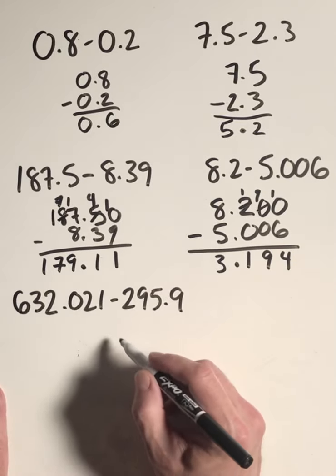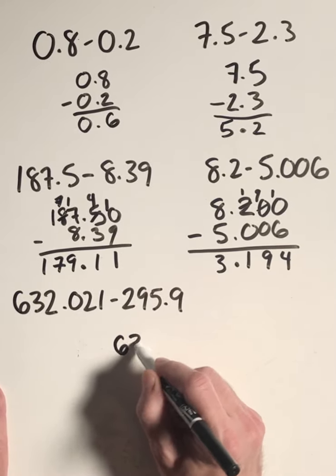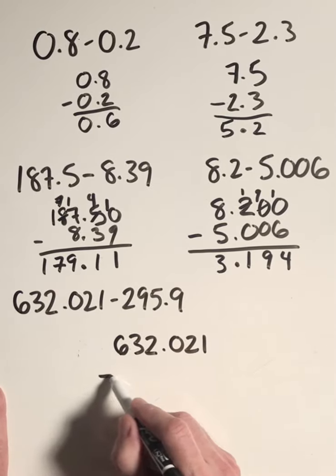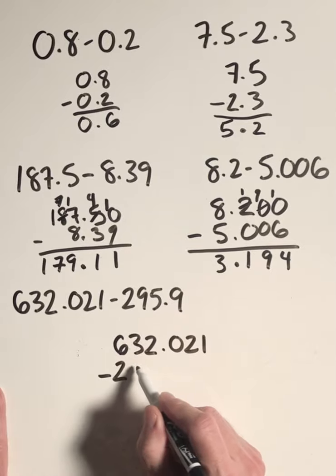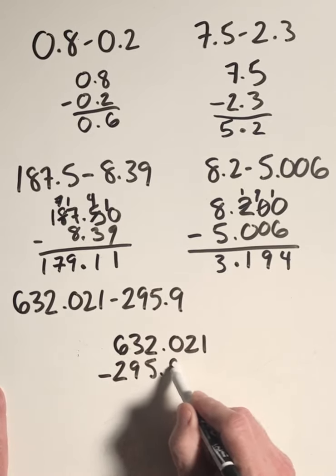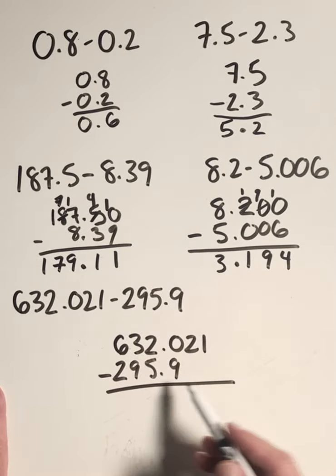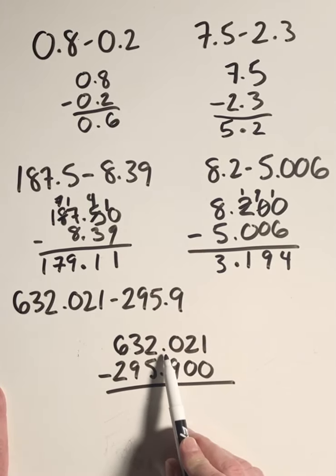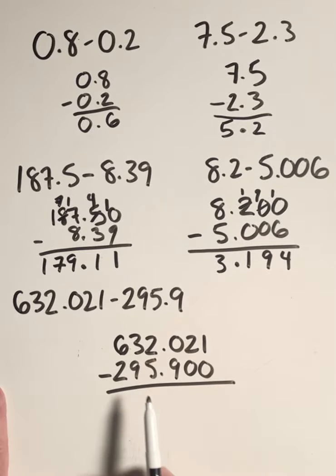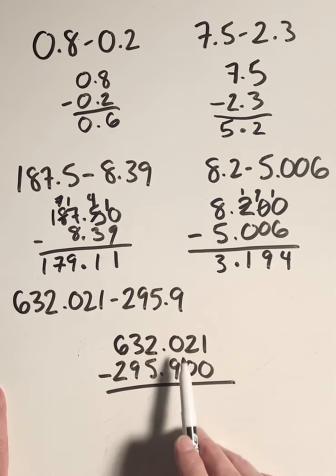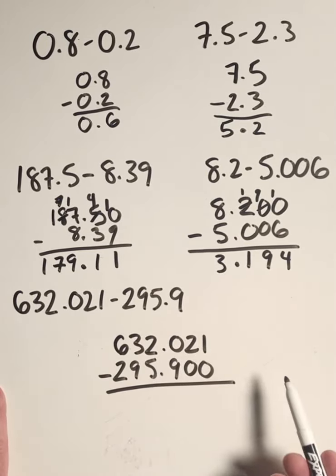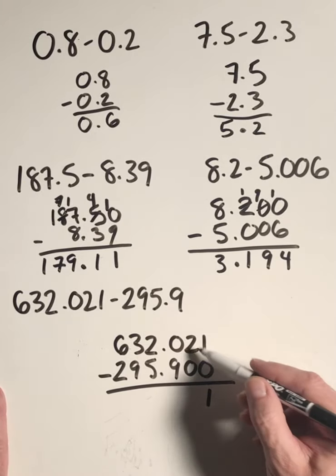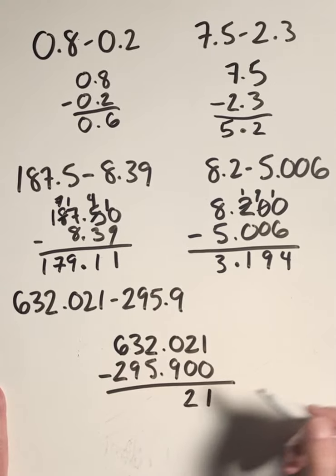I'll follow the same process here as above. 632.021 minus, I'm going to line up the decimal point, so 295.9. And I'm always going to fill in the remaining decimal places with zeros so that both the numbers involved in my subtraction have the same number of digits to the right of the decimal point. 1 minus 0 is 1. 2 minus 0 is 2.